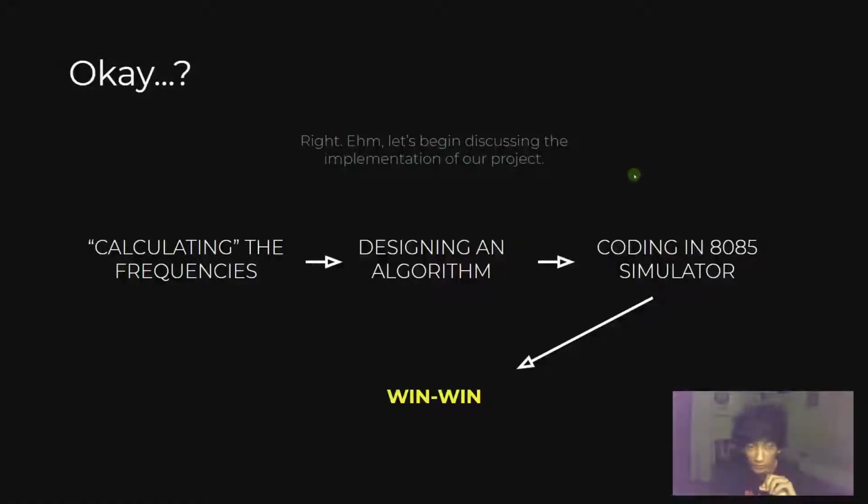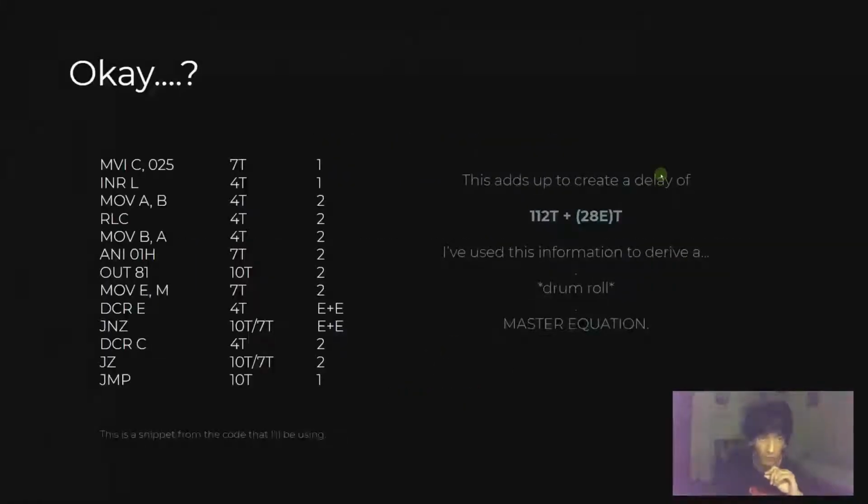So how do we go on beginning this project? I came up with this idea that first we calculate the frequencies. I'll tell you what I mean by calculating the frequencies. Then we design an algorithm to implement the code, and finally we code in the simulator itself. I'll show you that the code actually works, because it will be impossible for me to bring an 8255 in my home and then connect it with an audio output in this time of lockdown. And so there you go.